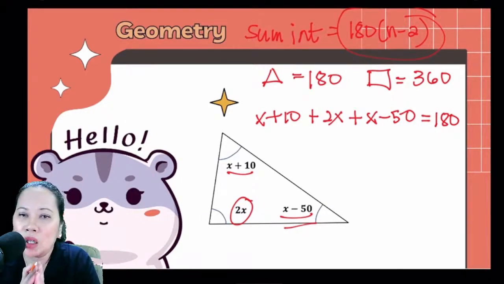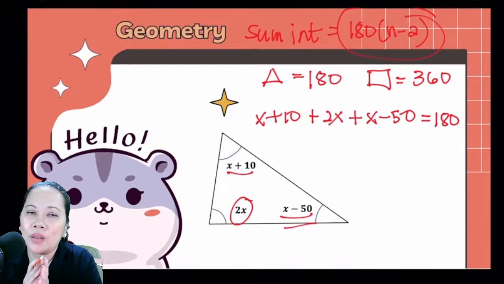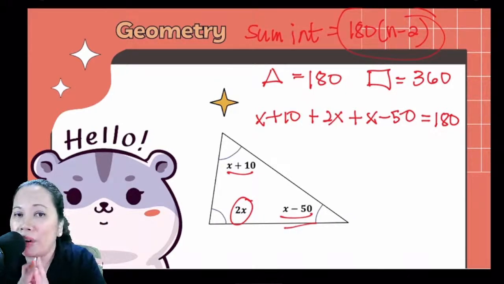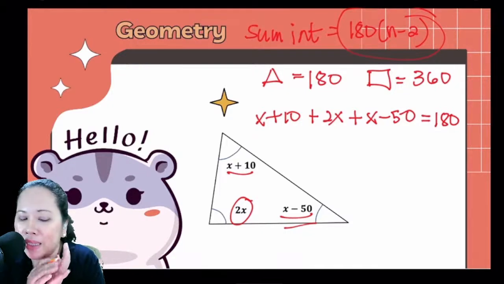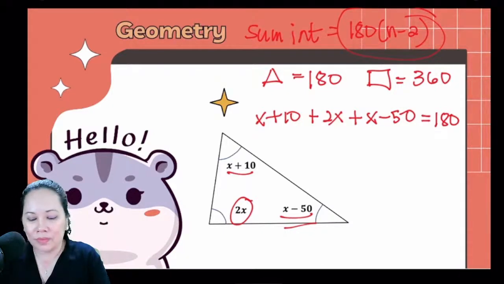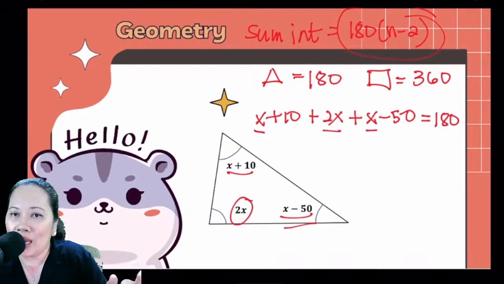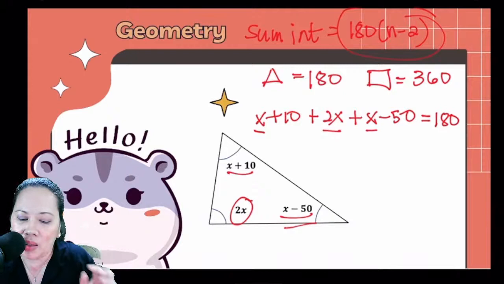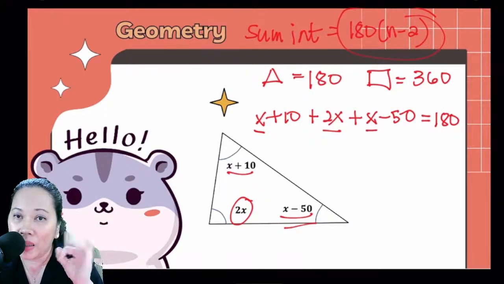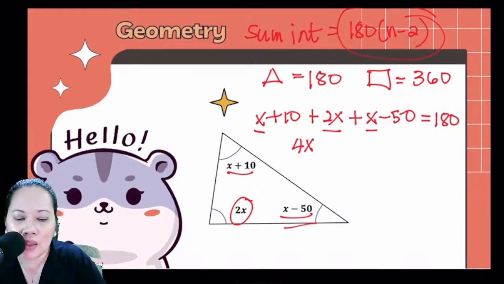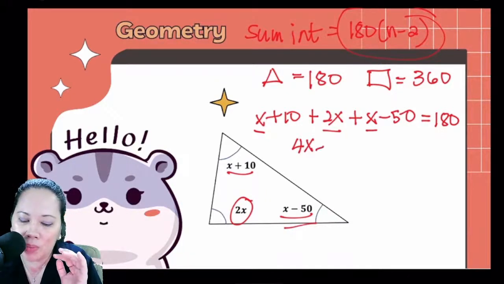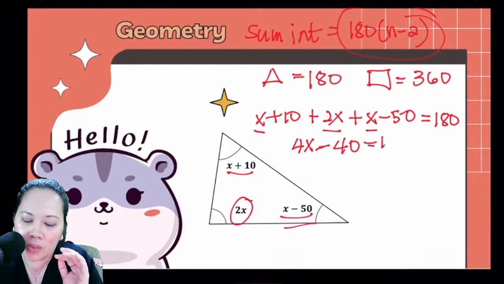Now, since you have learned from our previous topic on algebra that we can add and subtract if they are the same terms, or like terms, x, 2x, and x, we can combine them together. So that's 1 plus 2, that's 3, plus 1, that's 4. So you have 4x. 10 minus 50 will be minus 40, equals 180.